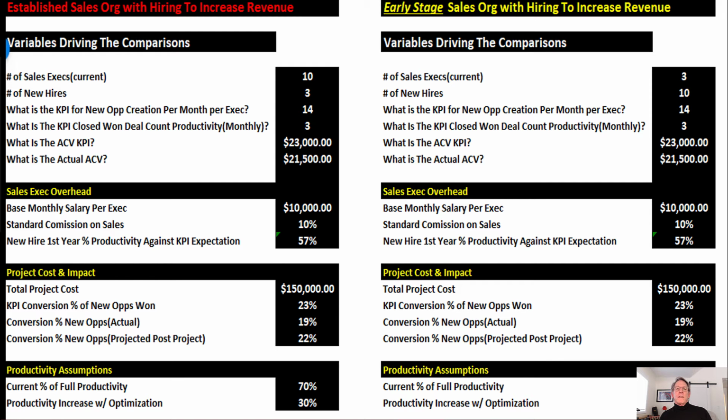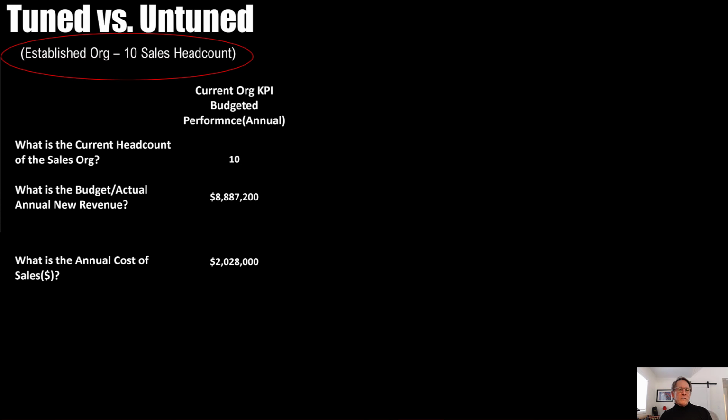Now, I'm not going to go into the different variables that drive this model. I should point out that the productivity at 70% is an optimistic metric, and the 30% optimization increase based on real-world outcome is conservative. Again, hit pause if you want to look at these variables more carefully. We're looking at two company scenarios, as I mentioned earlier. Early stage and later stage, both showing before and after effects of addressing the sources of friction.